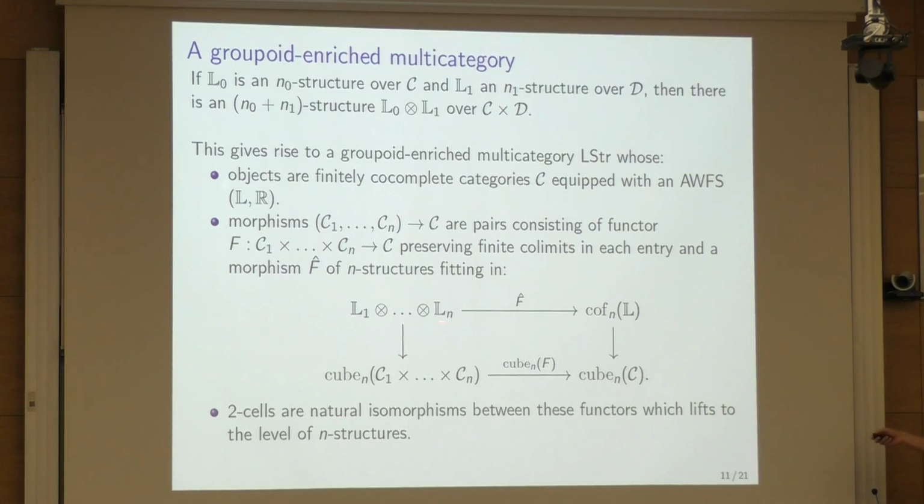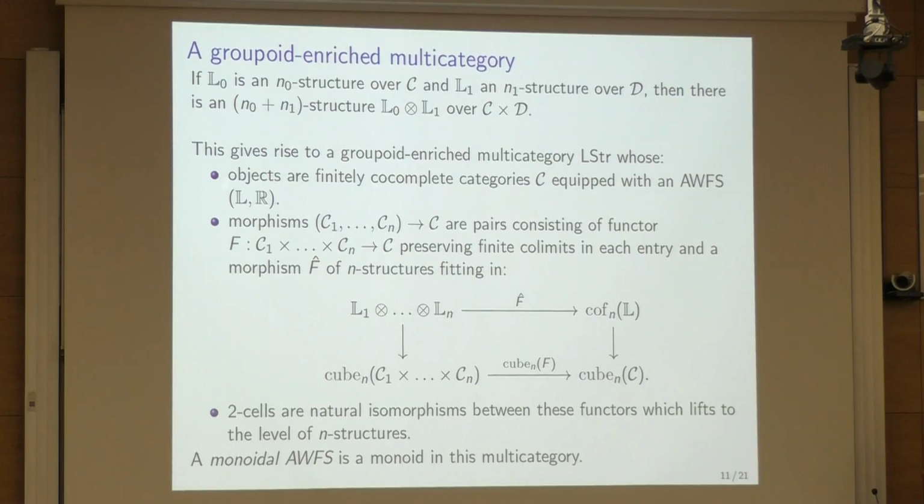And the other thing that the pair should do is it should give me a morphism of n structures over here. So this is an n structure, this is an n structure, because all of these things are basically double categories, so one structures, and so this becomes an n structure. So I want to have a morphism of n structures here, which makes this diagram commute. And then for two cells, I take natural isomorphisms between the f's, which lift to the f hats. And then there's a very neat, crisp definition of what a monoidal algebraic weak factorization system is.